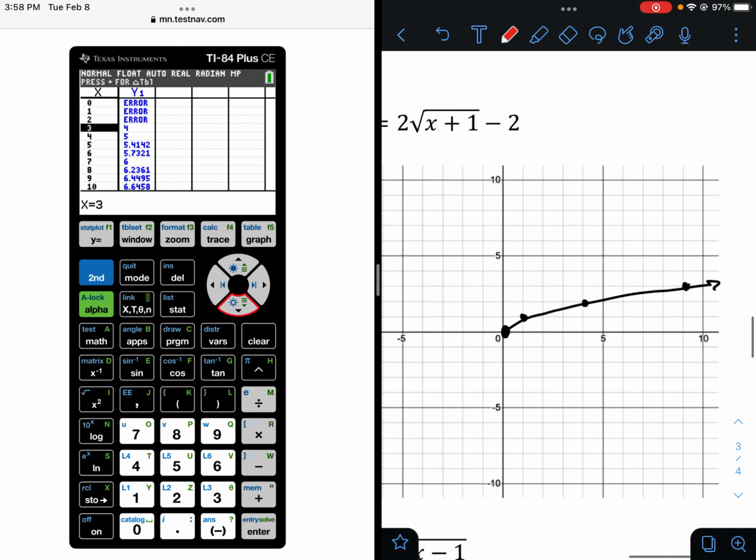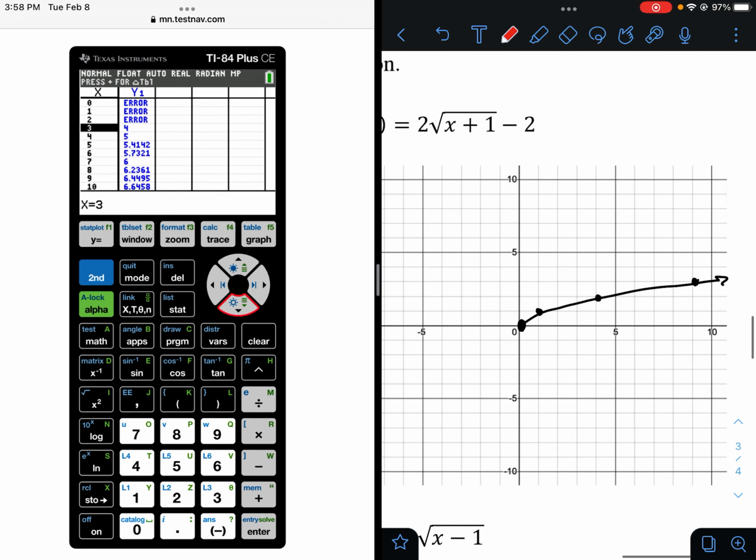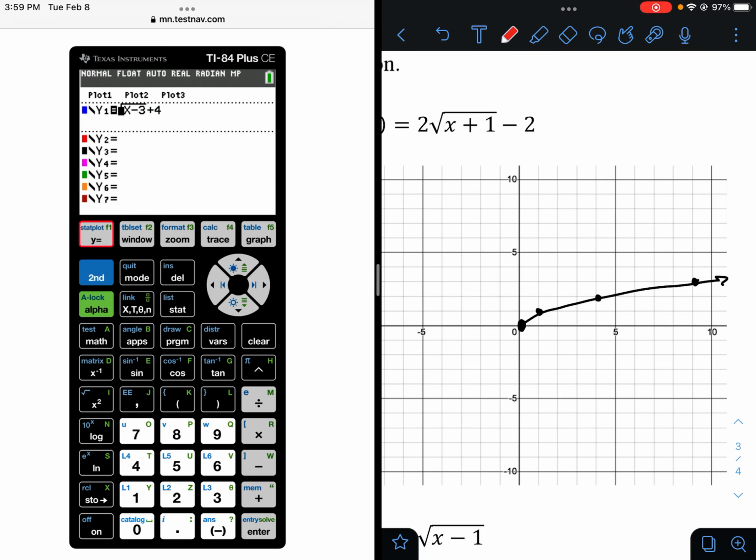There we go, just to save time again. And now I'm going to graph this. This one might be a little bit more challenging because of the 2 out front. You might not know how to graph this with a vertical stretch in there, because it's not just left and right and up and down.